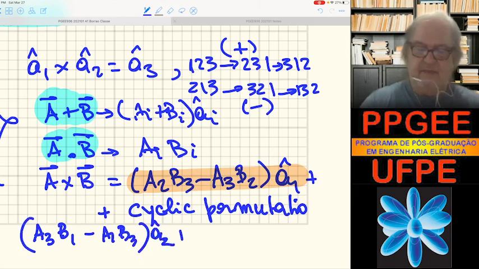Next permutation plus 3, 1, 2, 2, 3, 1. I did that already. 2, 3, 1, 2, 3, 1, 3, 1, 2, and 1, 2, 3. Which is the missing one.